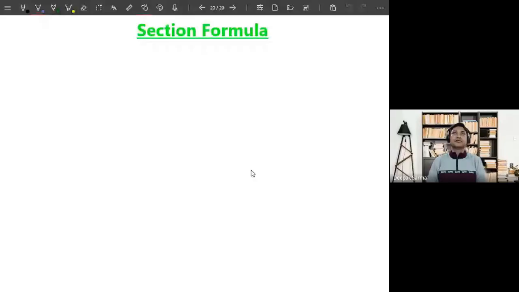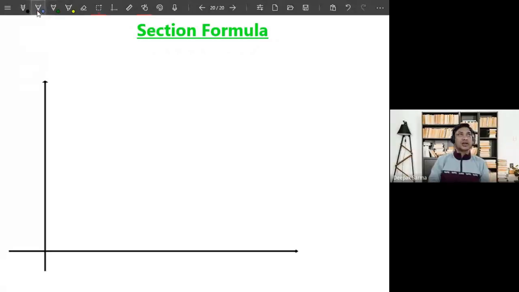There are actually two types of section formula. One is internal, the other is external. We are going to cover both of them. We need to consider 2 points first. Suppose I have 2 points, one is here, another is somewhere here. As 2 points are given, I have to consider their coordinates: x1, y1, and here it is x2, y2. 2 points are given means their coordinates are given.